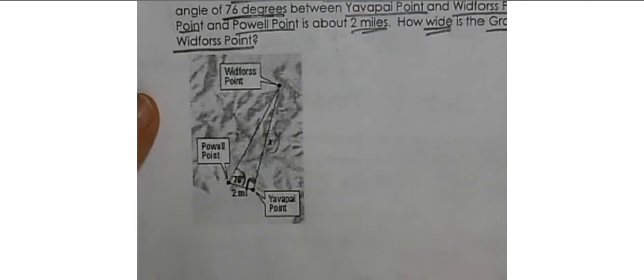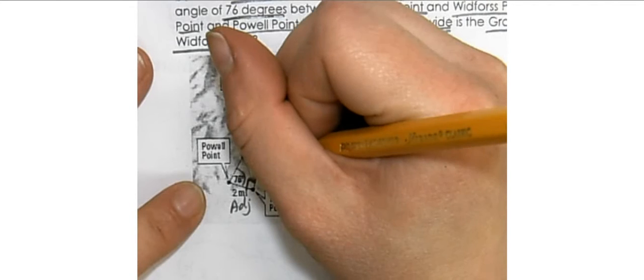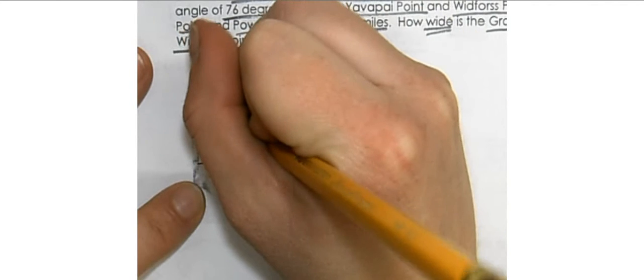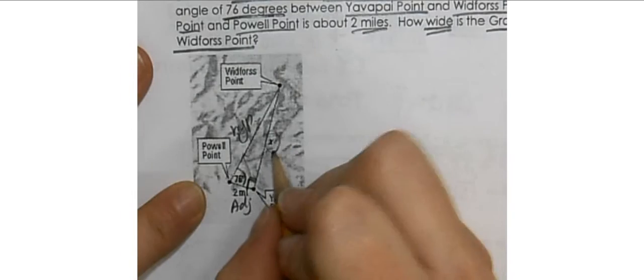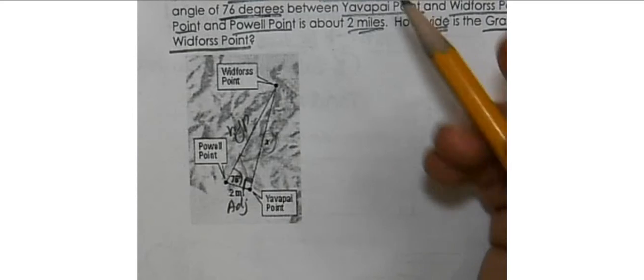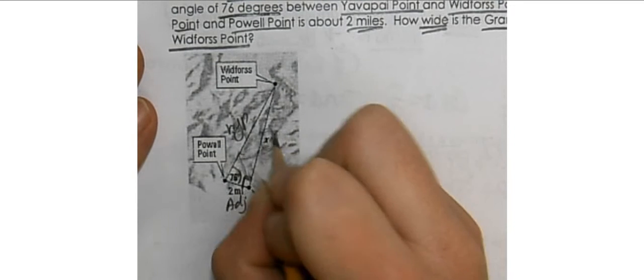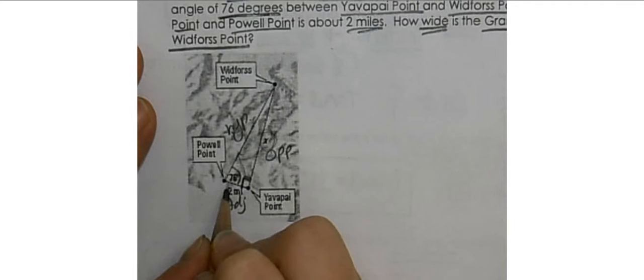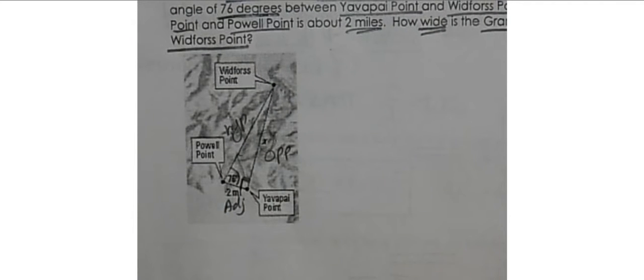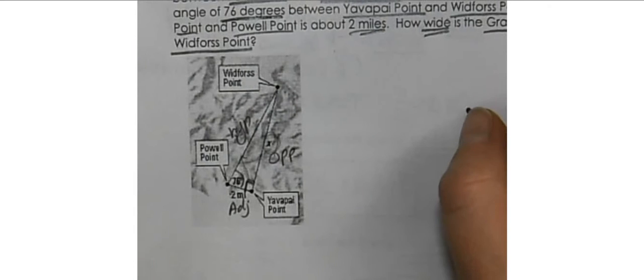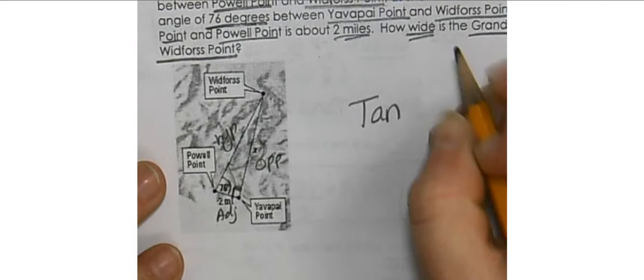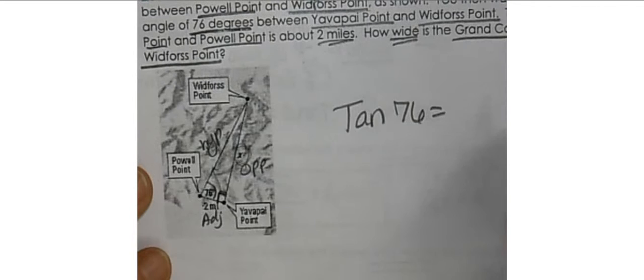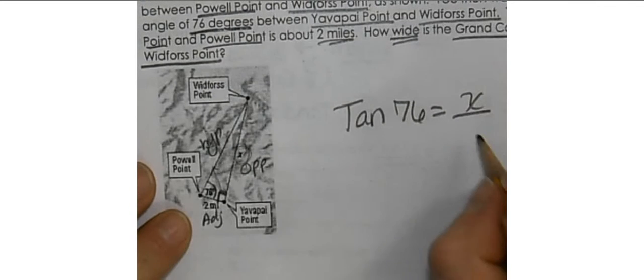So using our information that we know, 76 degrees is my focus angle, and 2 miles is the adjacent. It's right next door to it. Opposite of the right angle is the hypotenuse, and I am not interested in the hypotenuse. Instead, I am actually interested in the distance between Woodfork Point and Yavapai Point. So this is my opposite with respect to 76 degrees. And so what trigonometric ratio works with opposite and adjacent? Well, that's going to be tangent. So I'm going to write the tangent of 76 is equal to the opposite, which is x, divided by the adjacent, which is 2.